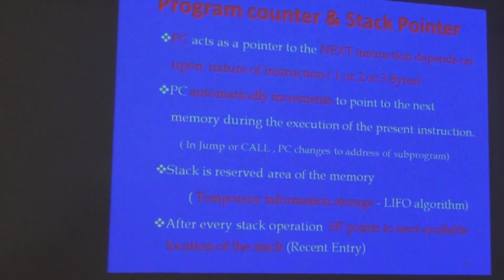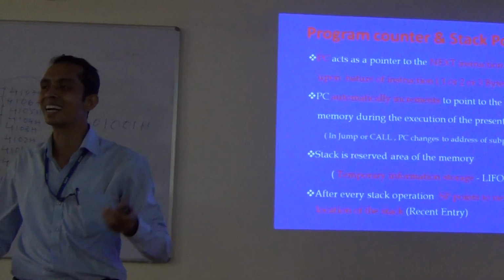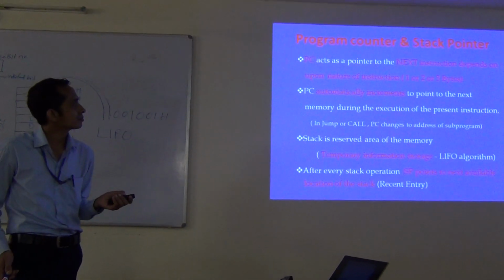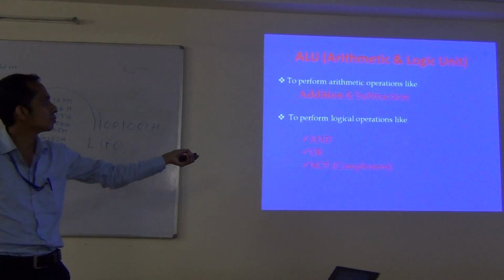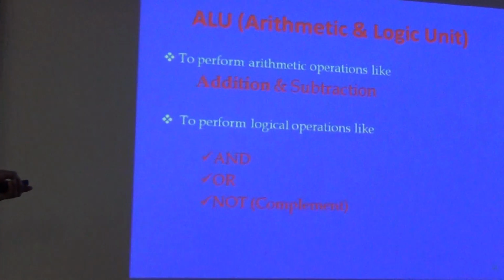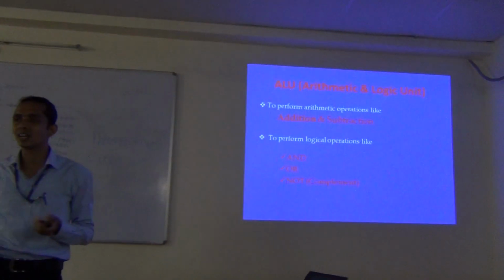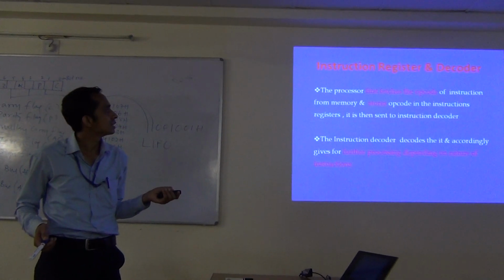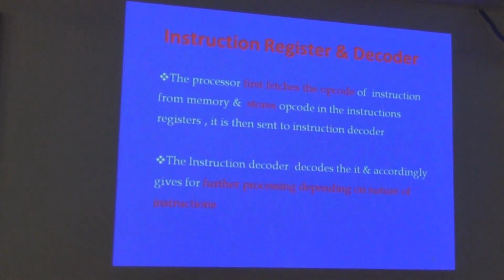If I go to the next flag, program counter, stack pointer, I have just given a brief preview regarding the program counter, what its utilization is, and the stack pointer. You can see the arithmetic logic unit, addition, subtraction, and logical operations AND, OR, NOT are written in front of you. Every type of arithmetic logical operation can be accomplished by the arithmetic logic unit. You can see the instruction register in the decoding process. I have shown you in the diagram.